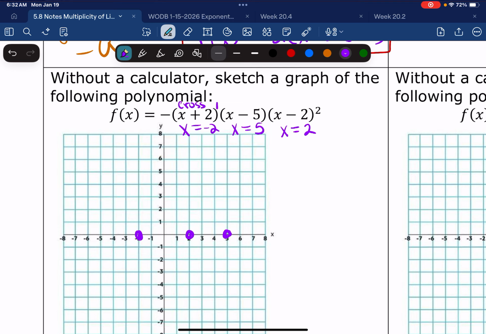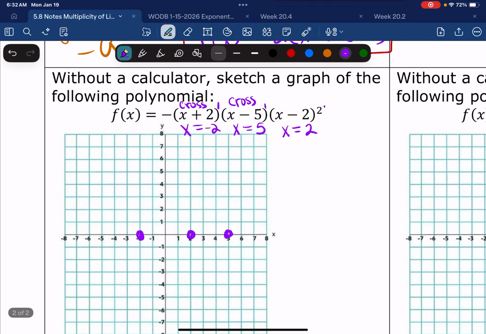My second factor, x minus 5, also has a degree of 1, so my function will cross again. But at x minus 2, it has a degree of 2. That's even. That means my graph is going to bounce off of my x-axis right there.